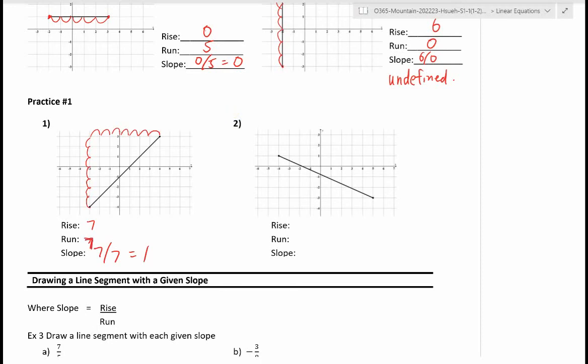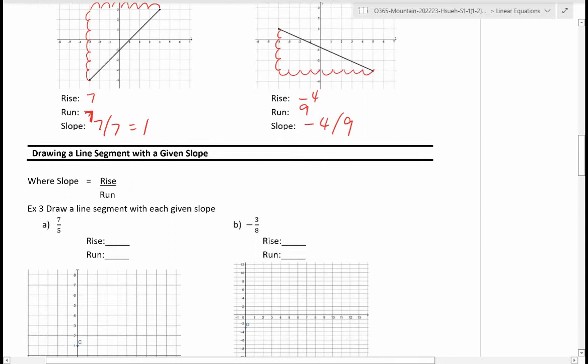The second one here, we have 1, 2, 3, 4, going 4 down. And 1, 2, 3, 4, 5, 6, 7, 8, 9, 9 to the right, so the slope is negative 4 out of 9. Okay, hopefully that's what you got, and hopefully this is not too difficult for you.